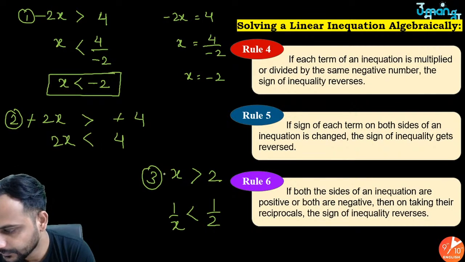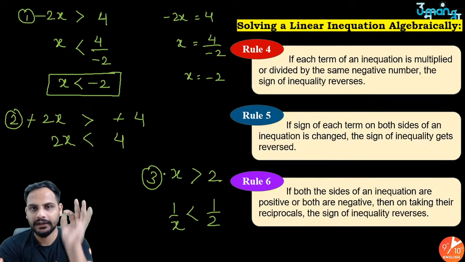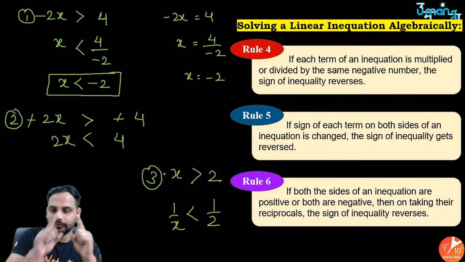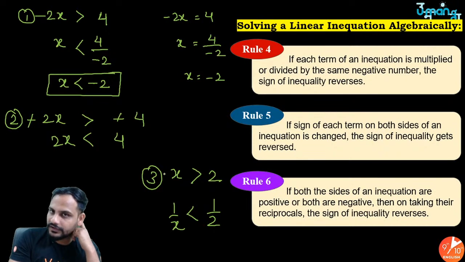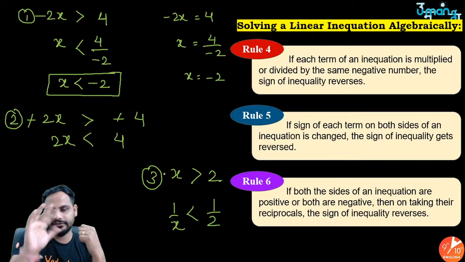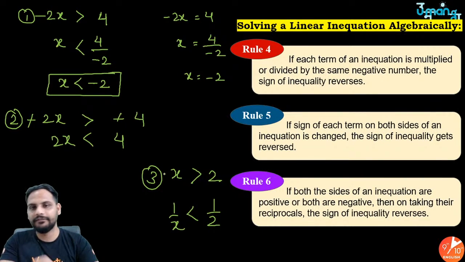Is it clear? Simple thing, what I am telling you, as simple as that. Three rules which you need to remember. Rest everything is exactly the same as equations. First rule, if you multiply or divide by a negative number, change the sign. If you cancel negative on both sides, change the sign. If you reciprocate both sides, change the sign. Rest everything is the same.